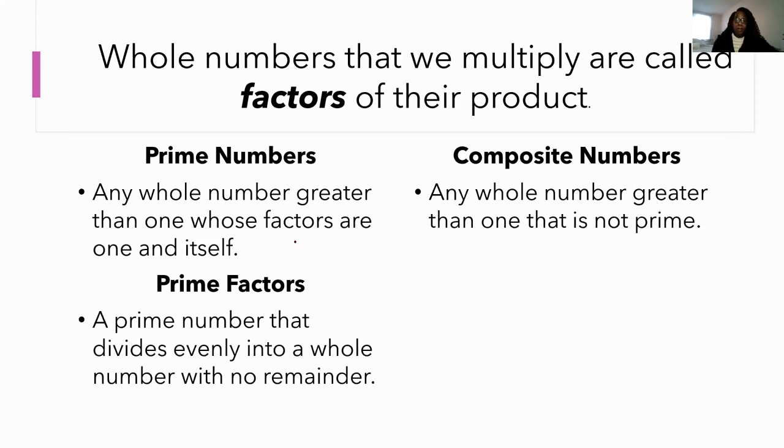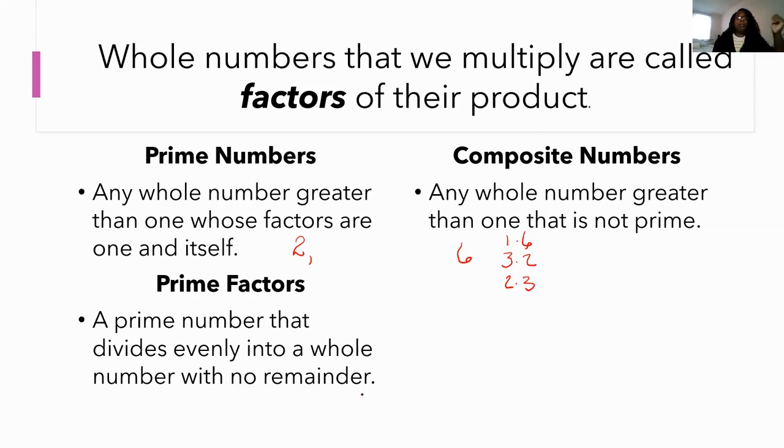My first prime number, if we recall, is 2, because the only way through multiplication that I can get 2 is 1 times 2. Composite numbers are any whole numbers greater than 1 that are not prime. An example of a composite number is 6. What can give me 6 through multiplication? 1 times 6, 3 times 2, and the reverse of those, 2 times 3 and 6 times 1. So I have more than one set of factors that can give me 6.